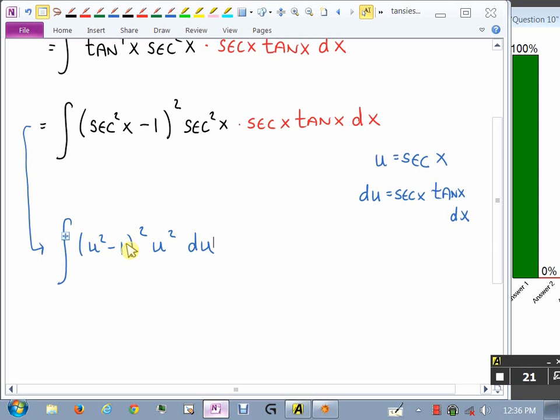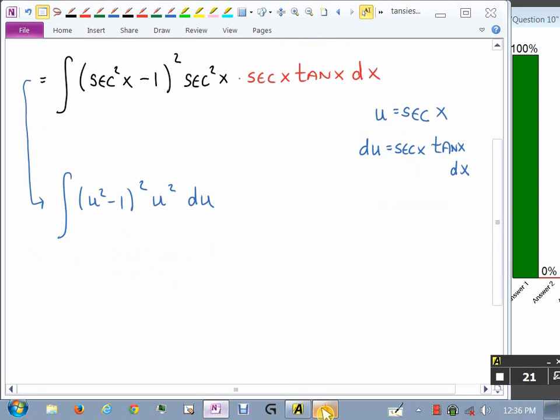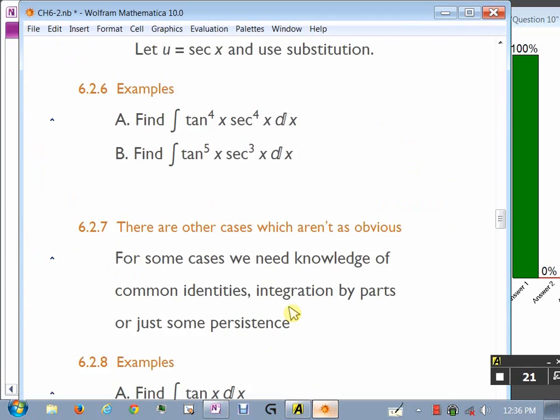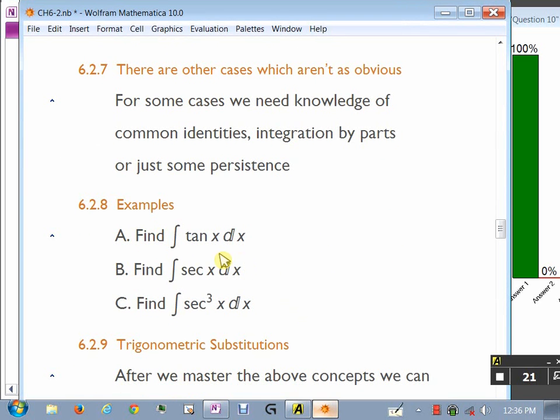I still have 4 minutes. Check it out. I didn't realize we'd rolled through that so quick. Look at this next one. I'm going to give you your money's worth here. I'm going to stay to the end, okay? Every class pretty much. For some cases, we need knowledge of common identities, integration by parts, or just some persistence. All right?